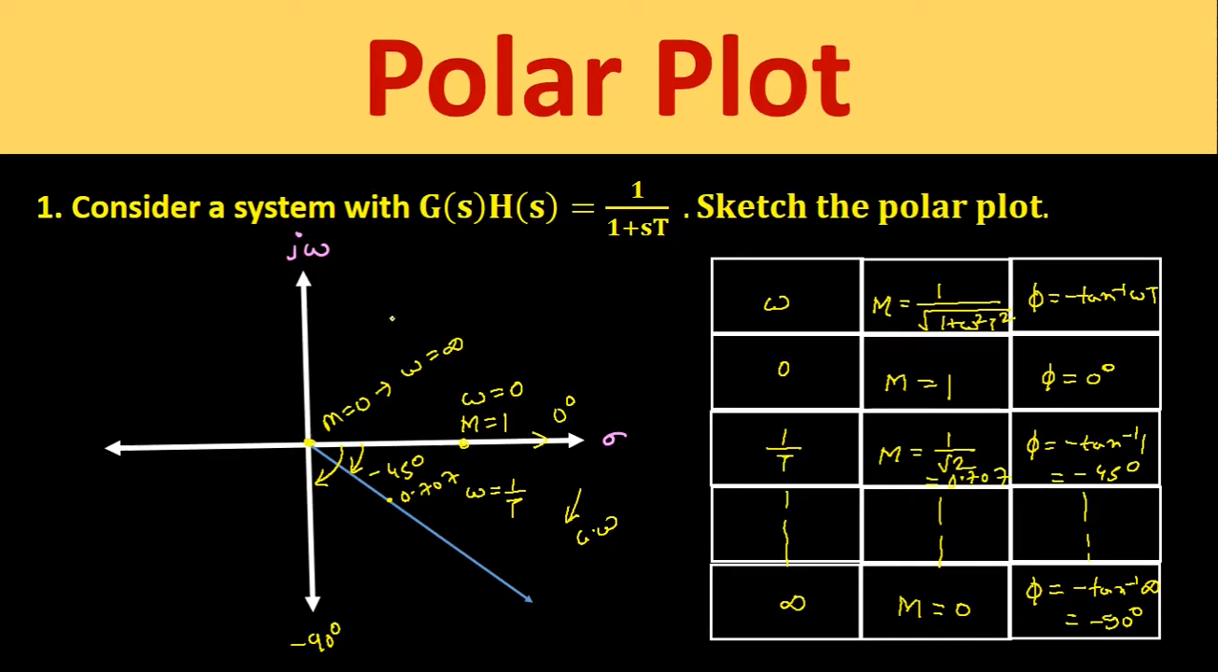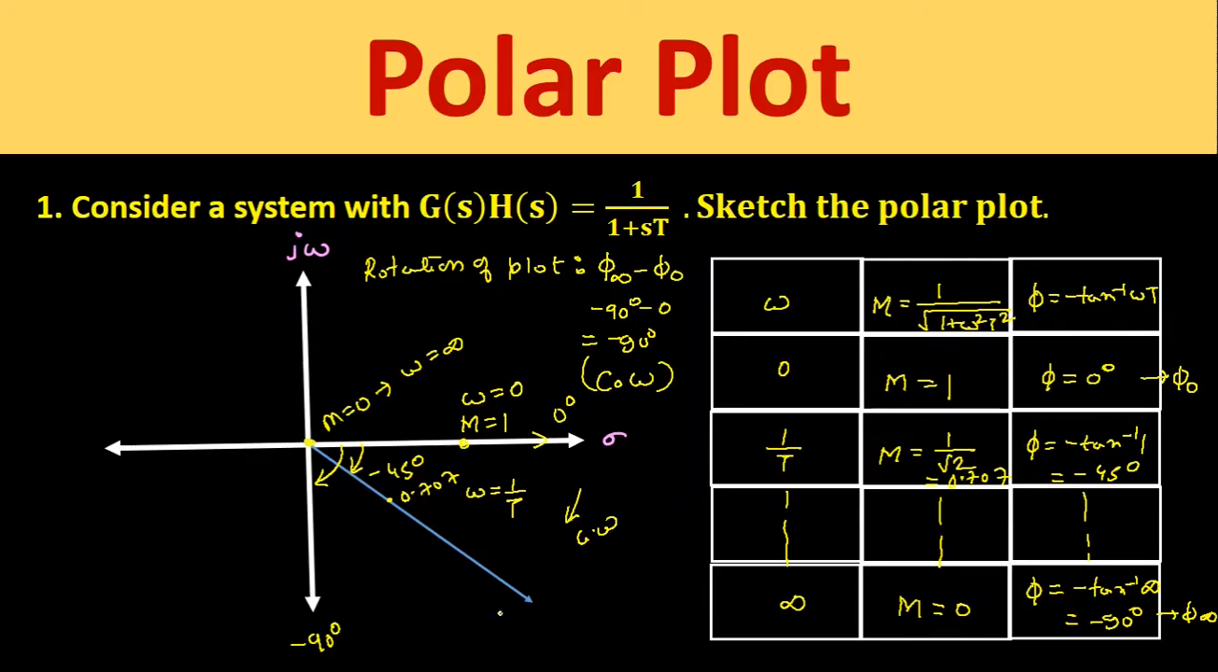Now next step is to find the rotation of polar plot, which is given by phi infinity minus phi 0. So from this table, if we find out phi infinity, it will be equal to minus 90 degree and phi 0 is equal to 0 degree. Now we will keep these values here. We will get minus 90 minus 0, which is equal to minus 90 degree. So as we are getting negative value, the rotation of polar plot will be in the clockwise direction. That means it will rotate like this.